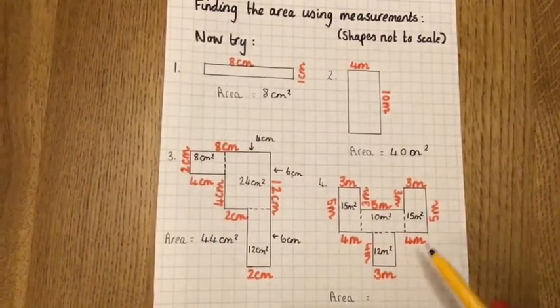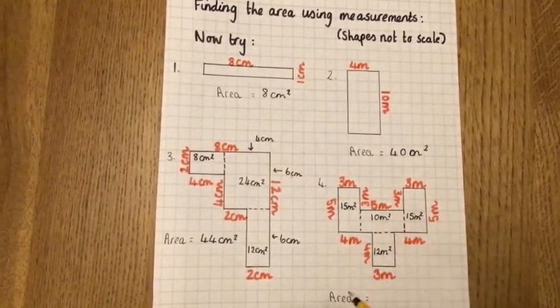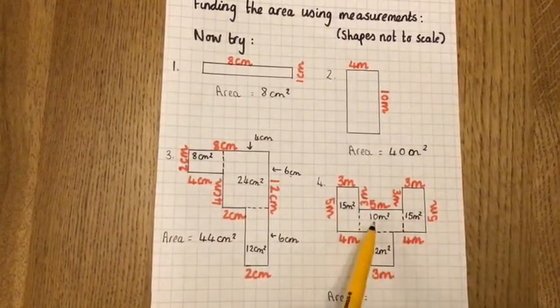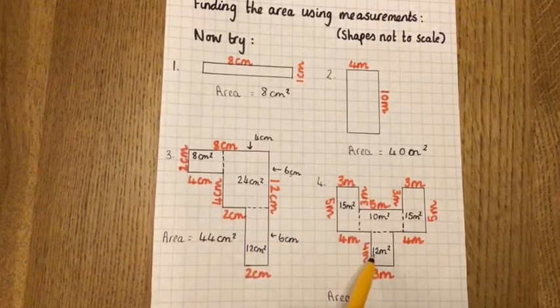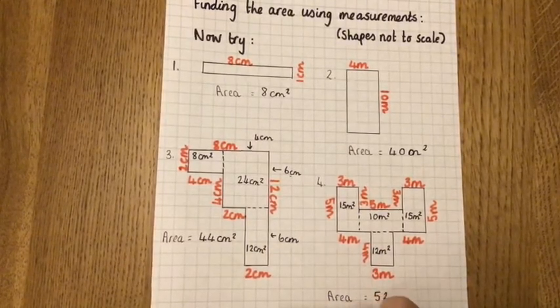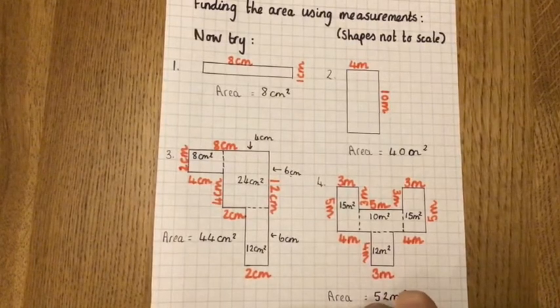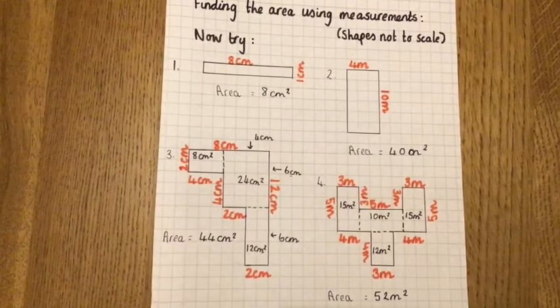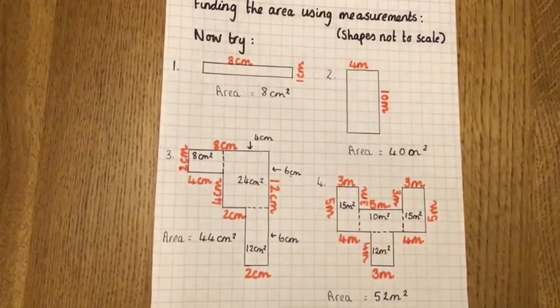And finally I can add up all of my measurements. So 15 plus 15 is 30, plus 10 is 40, plus 12 is 52. So my answer is 52 metres squared. Okay, hopefully you feel a little bit more confident now on finding the area of rectilinear shapes.